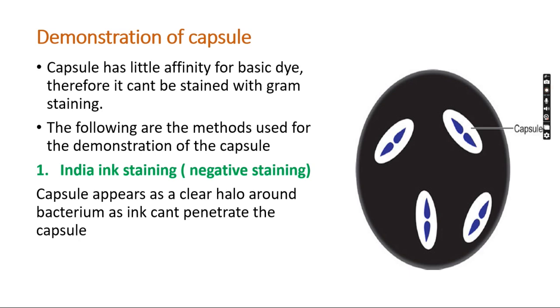Usually we use India ink preparation, also called negative staining, to see the capsule under the microscope. With normal staining we are not able to see the capsule clearly, so we go for India ink preparation. Under the light microscope we can see it. Here the ink cannot penetrate, as the capsule repels the dye, so the background is stained and the bacteria are colorless. That's why we call this staining technique negative staining.